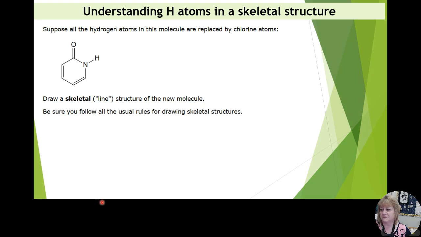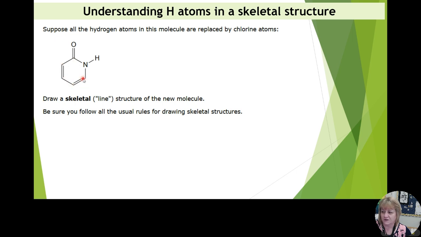Okay, so this one you're going to understand the H's in a skeletal structure. They'll either have you replacing H's with chlorines, or chlorines with H's. So in this one, they're asking you to replace it with chlorines. So remember that every carbon has 4 bonds.